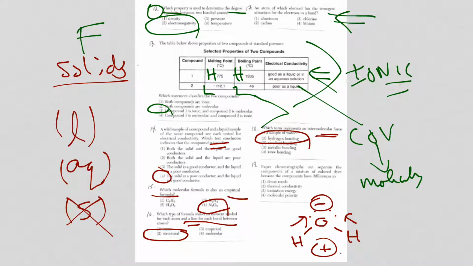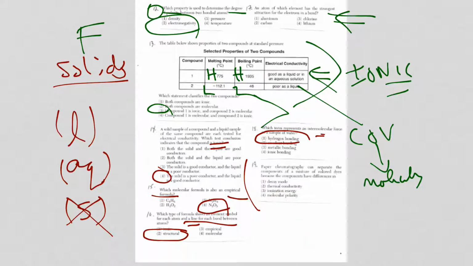And finally, the last one, I added 19, right? Paper chromatography and separation. You might say, wait a minute, shouldn't that be with matter? And I guess it could be, but with chromatography and separating components of a mixture of dyes, it's going to be based on differences due to molecular polarity. So that's why I had it here grouped with some bonding questions.